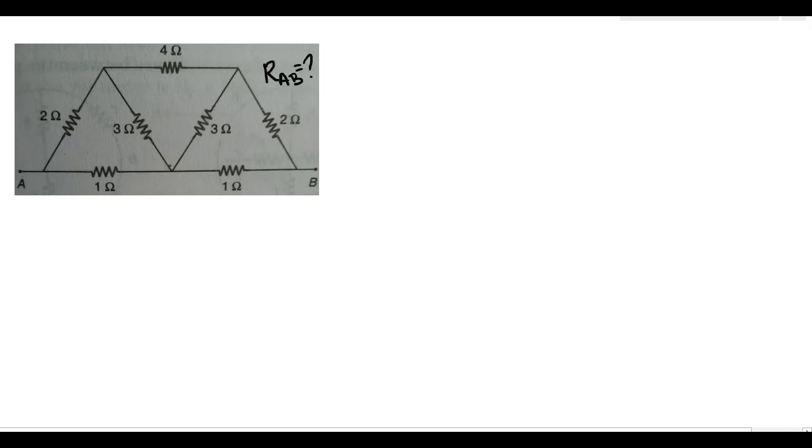In this circuit, we have to calculate the equivalent resistance or the effective resistance between the points A and B. Now, we can do this in two different methods, method 1 and method 2. The first method is mirror symmetry.